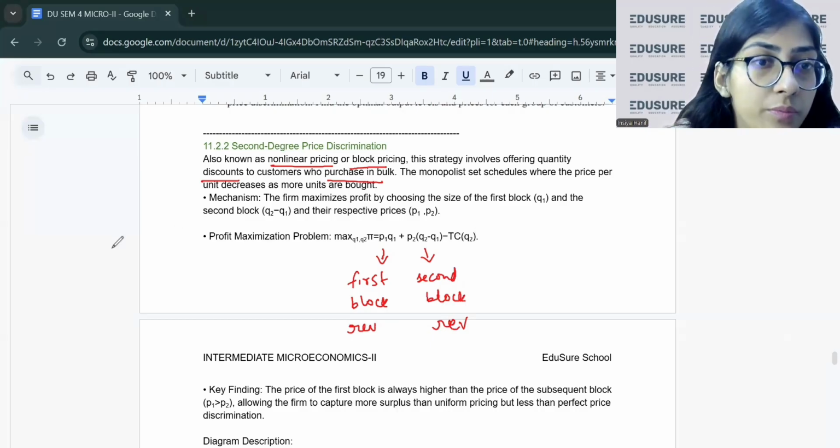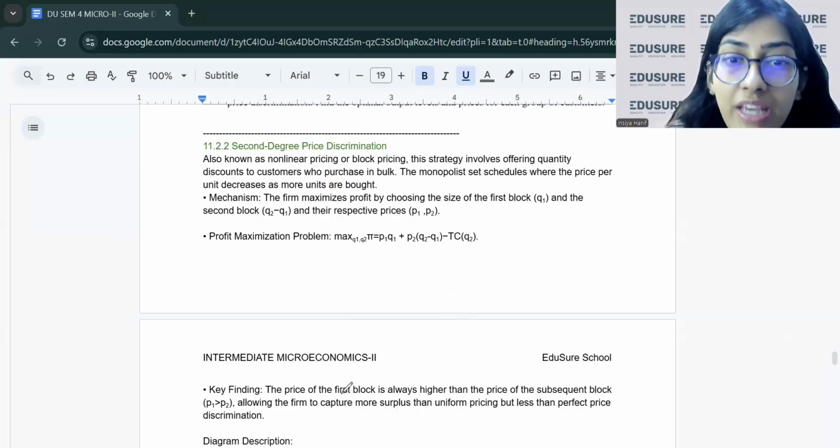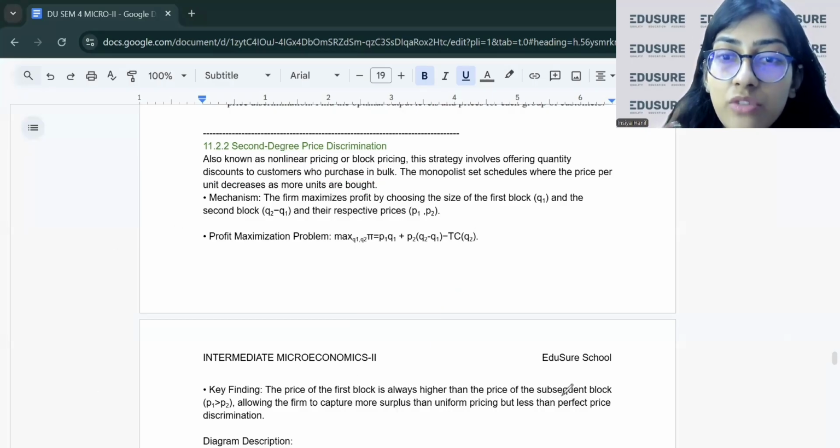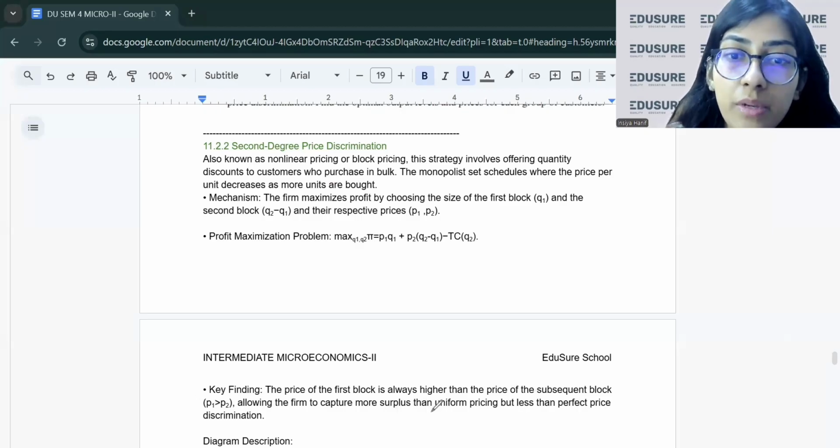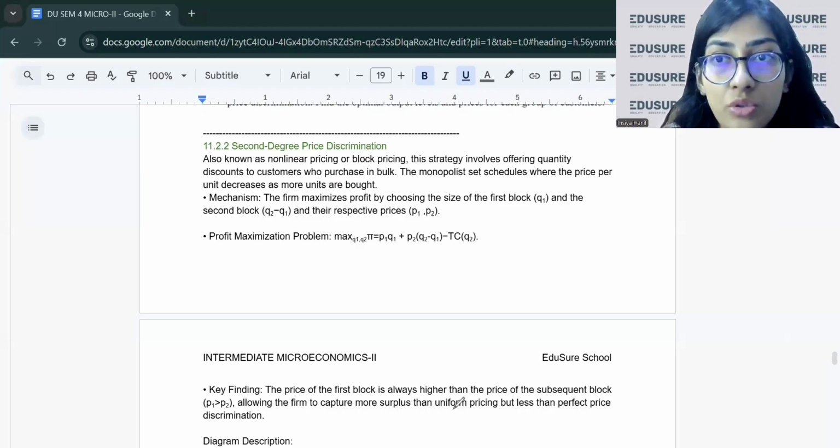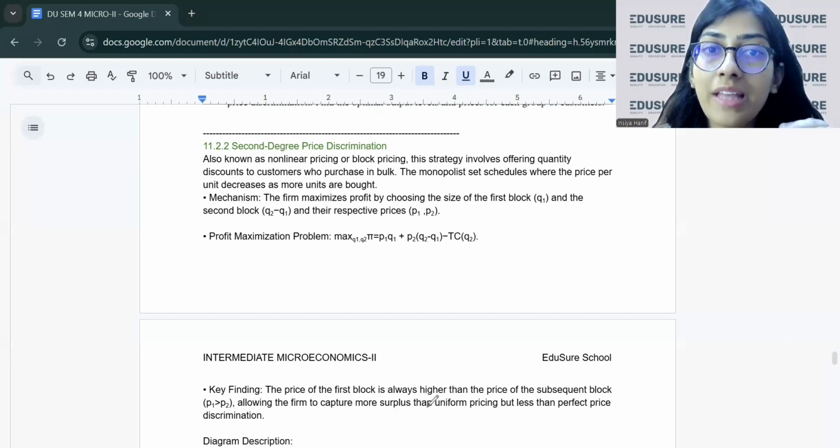Okay, so the key finding: the price of the first block is always higher than the price of the subsequent block, allowing the firm to capture more surplus than uniform pricing, but less than perfect price discrimination. Okay, so the second degree price discrimination will capture a lesser profit compared to the first degree price discrimination.